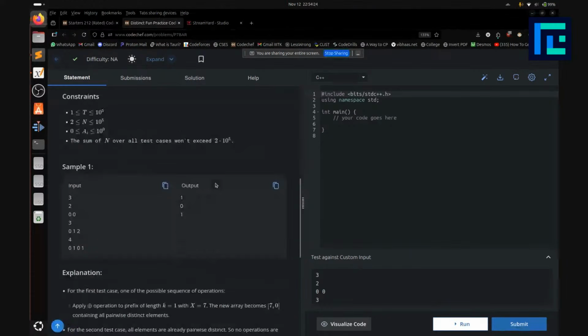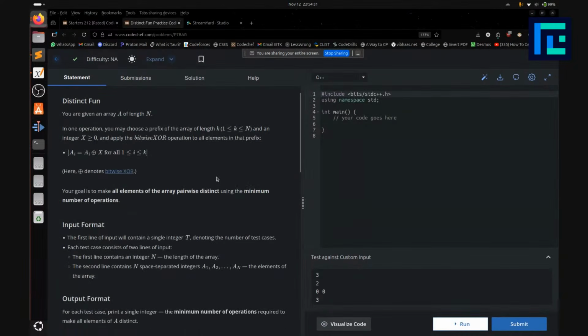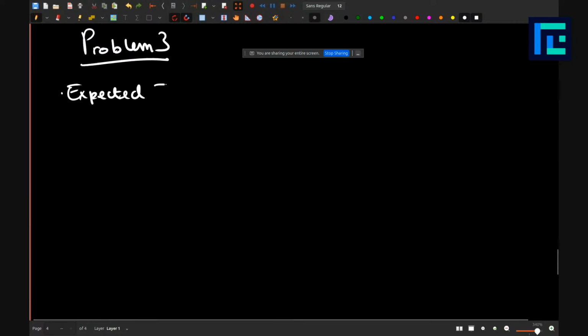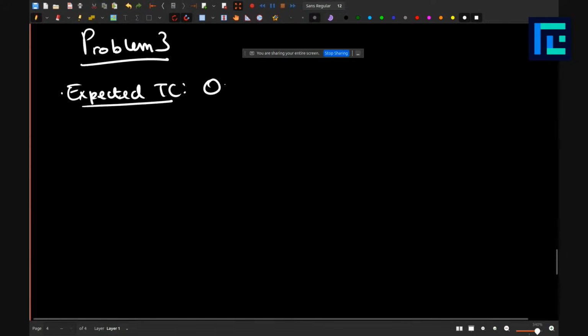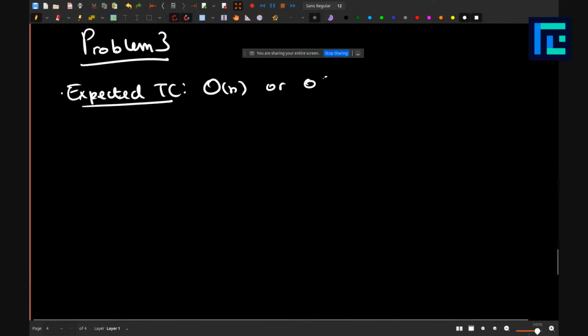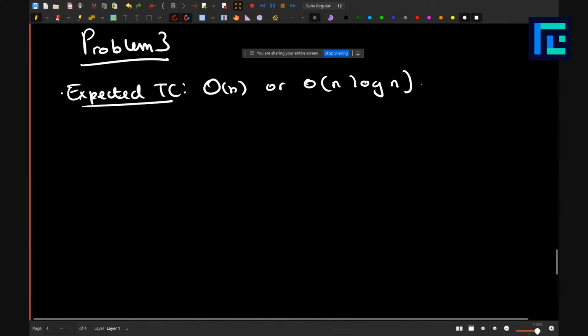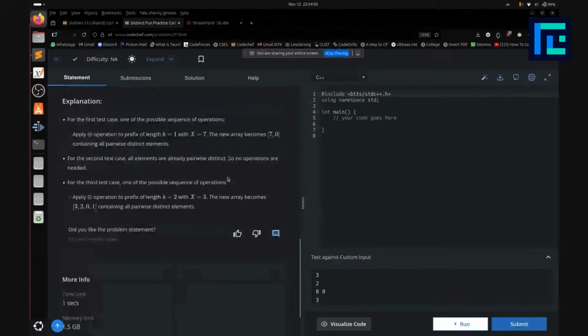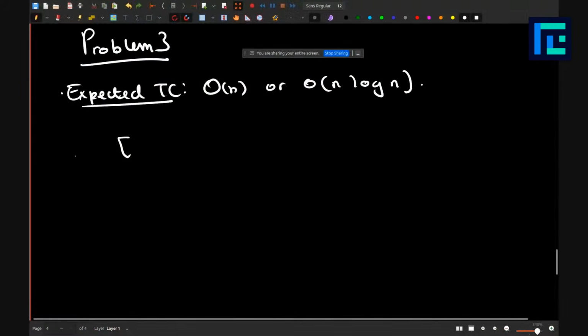So here there'll be some very simple ideas which we're going to use. You need to know how XOR works, obviously. So yeah, let's just write down the expected time complexity. Obviously here the expected time complexity is going to be again big O of n or big O of n log n, right? And let's take this example. Okay, 0 1 0 1, right?